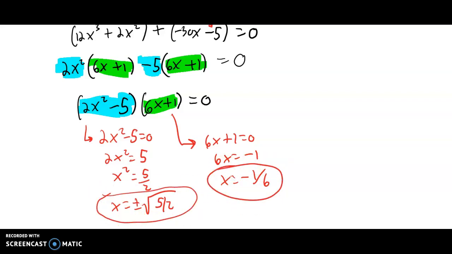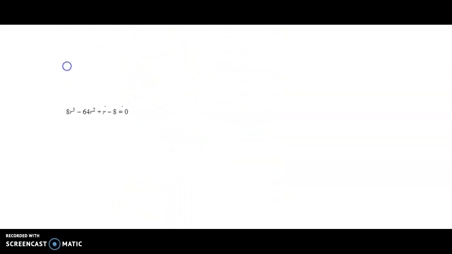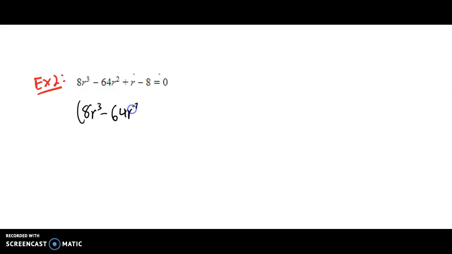Okay, let's look at another example. Okay, we're going to call this guy example 2. Make sure you write the original problem. First thing I'm doing, I look at the exponents. They go 3, 2, 1, 0. Perfect. It's already in order, so I can start grouping. So I've got 8r cubed minus 64r squared is my first group, plus r minus 8 equals 0.